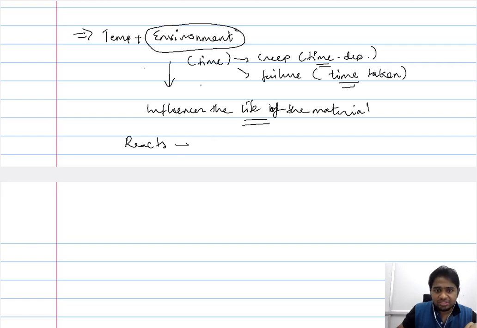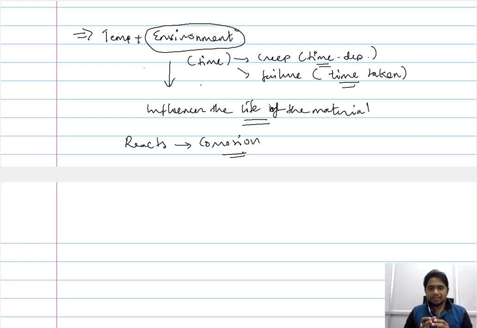And this reaction often eats away the material. So this reaction between the material that you use at the high temperature and the environment continues to eat away the material, thereby influencing the life of the material. This eating away aspect is what we refer to as corrosion. Literally, if you consider the etymology of this word, it means the eating away of the material.